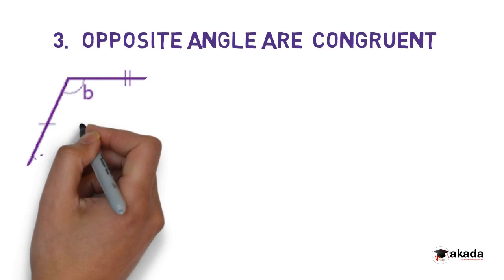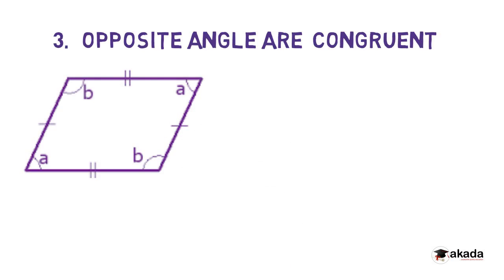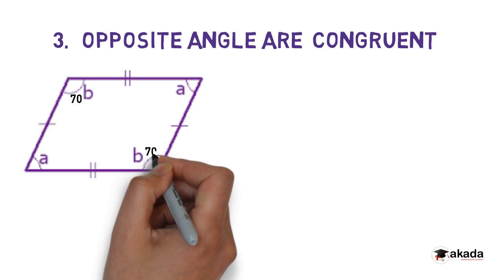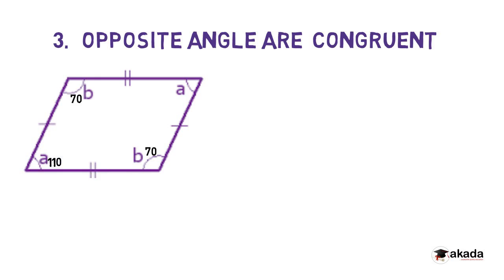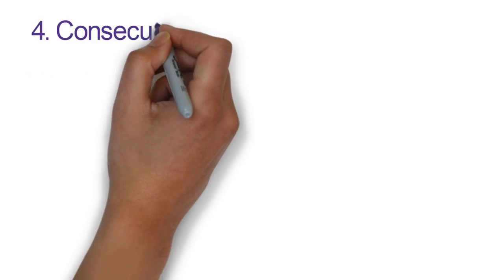So the third property is what? Opposite angles are congruent. It means opposite angles are equal. So can you see the diagram? I have angle A and angle A. It means they are equal, and 2 angles B. Can you see they are opposite each other? So if I label B 70 degrees, that means the opposite angle facing it will be what? 70. Also, if I label angle A 110, the opposite angle facing it must also be what? 110. So that is what I mean by opposite angles are congruent.